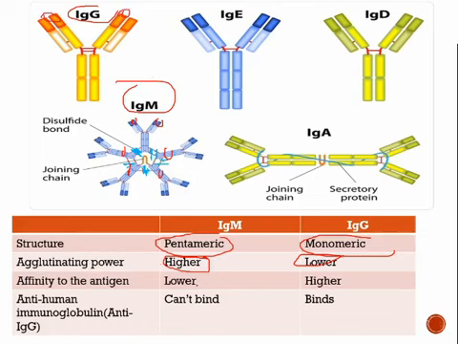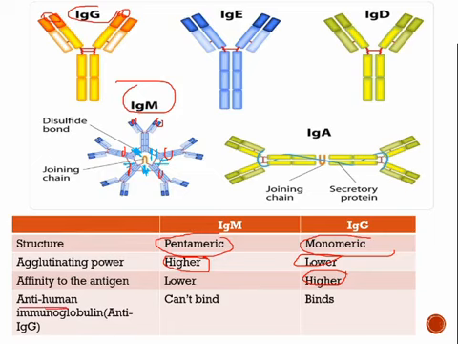Concerning the affinity to the antigen, IgG is actually better. IgM binds to more antigens, but IgG binds to the antigen more efficiently. It means that the affinity to the antigen is higher. And this is important.